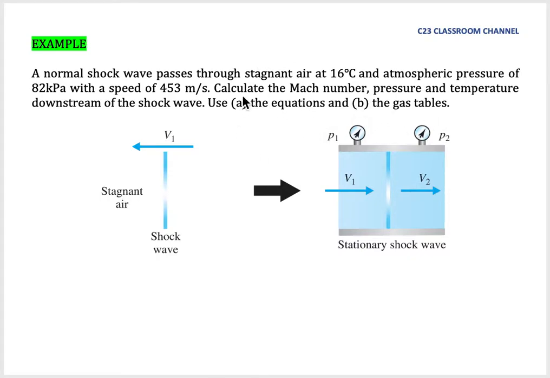So in this question, we imagine that we have a tube like this, and we flow a gas here, air, and stagnant air here. We flow it with certain velocity. In this question it is 453 meter per second here, and we found that the shock wave occurs. And after the shock wave, the velocity, the pressure, and the temperature have changed. We need to calculate what is the Mach number, the pressure, and the temperature after the shock wave.